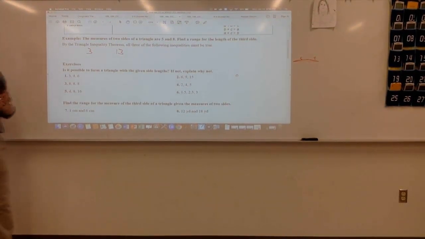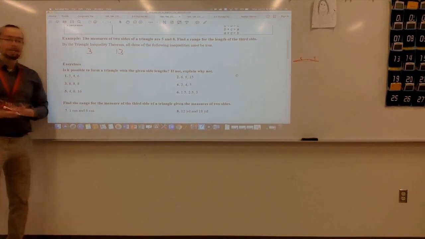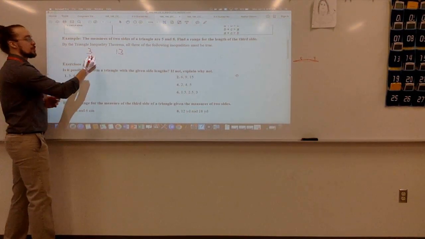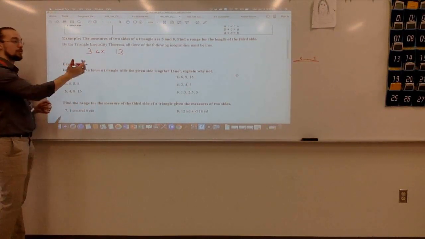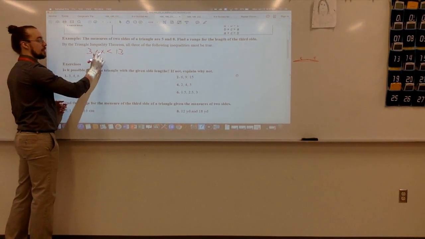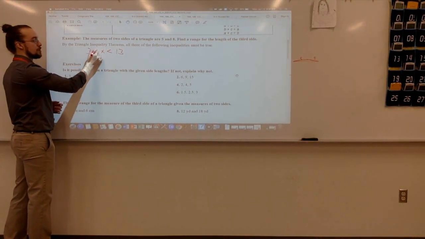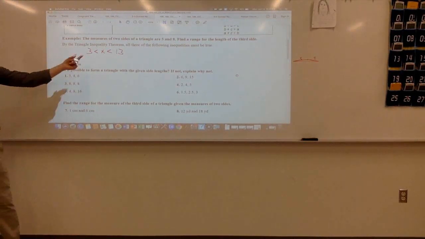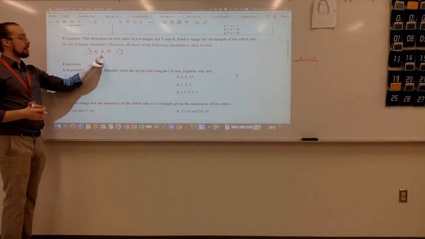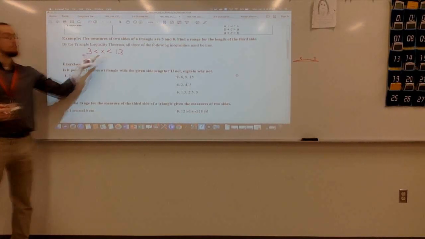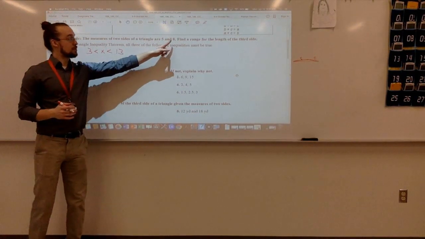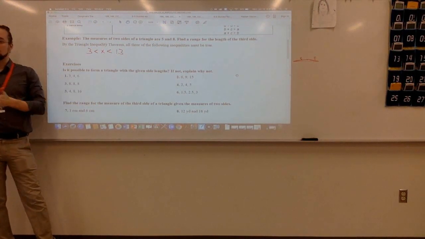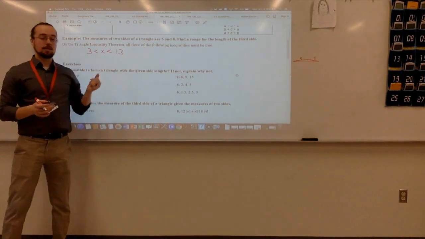Now the way that we're going to write this, we're going to write this as one inequality. So to write this as one inequality, we're going to say x has to be greater than 3, but x has to be less than 13. So this is how we write an inequality like that. x is greater than 3, but x is less than 13. So we put it in the middle like this. And to get those numbers, all we did was subtract the two side lengths to get the smallest one, and add the two side lengths to get the biggest one.